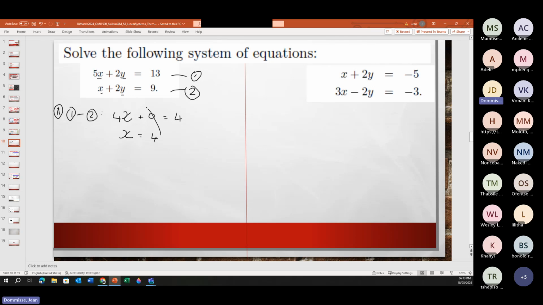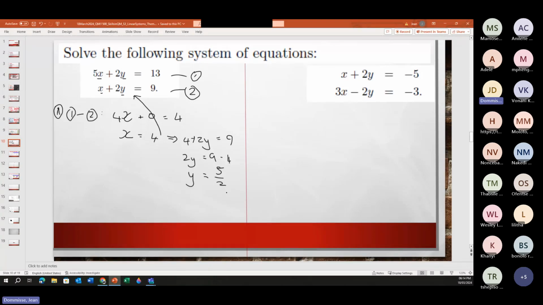Then I will replace x into one of those formulas. So let's put it into the second one. So we can then say 4 plus 2y is equal to 9. And then 2y is equal to 9 minus 4. So y is equal to 5 over 2. Okay, so that's one way of doing it.